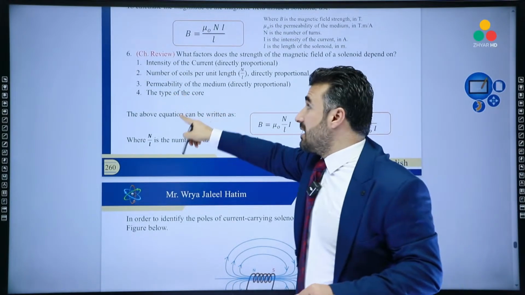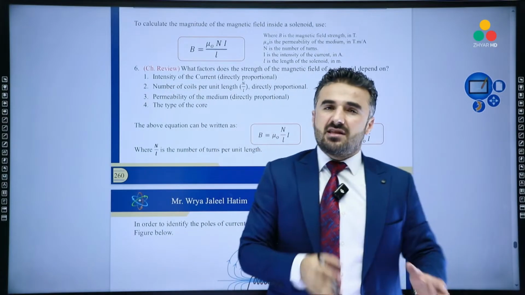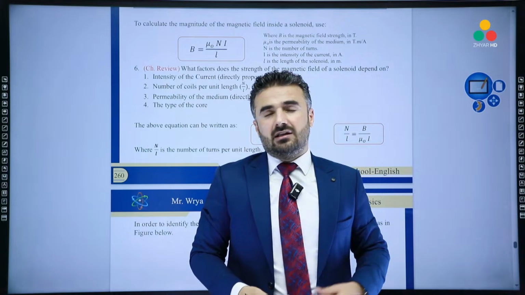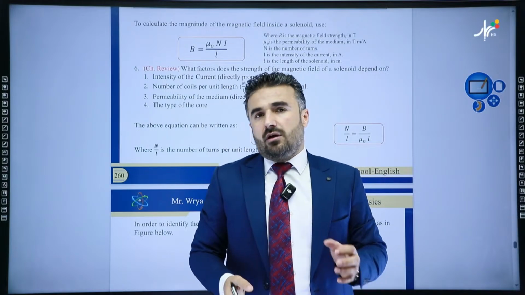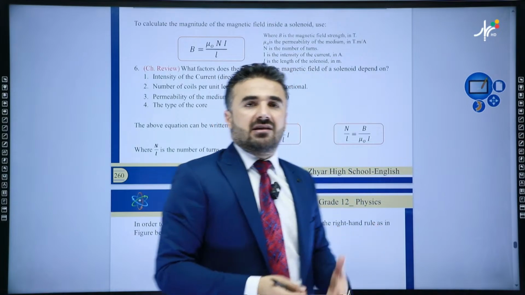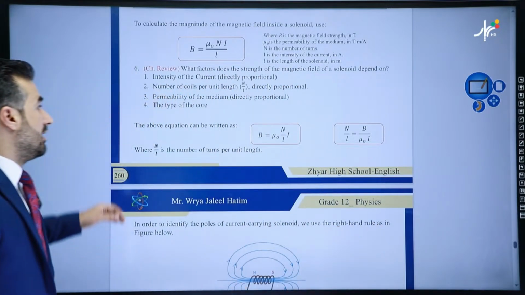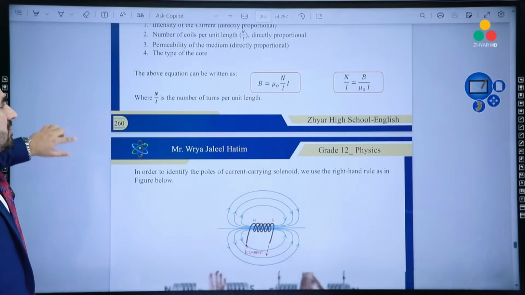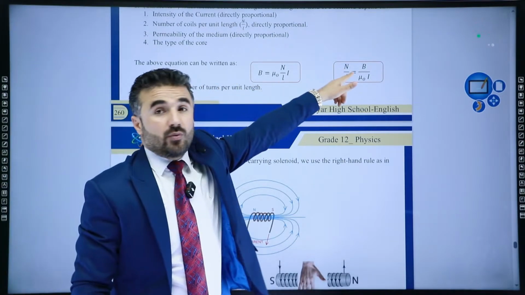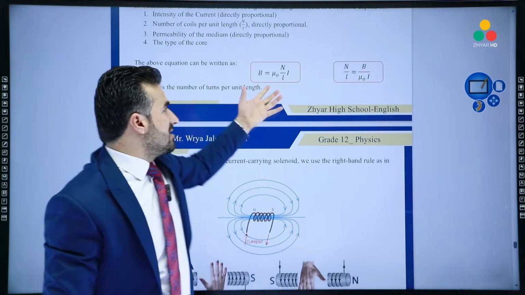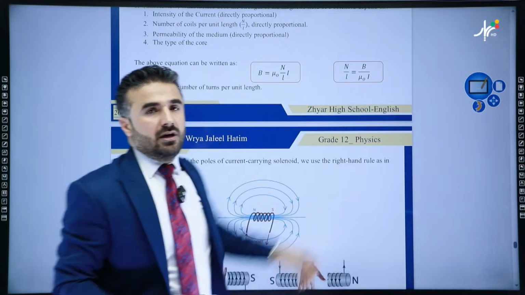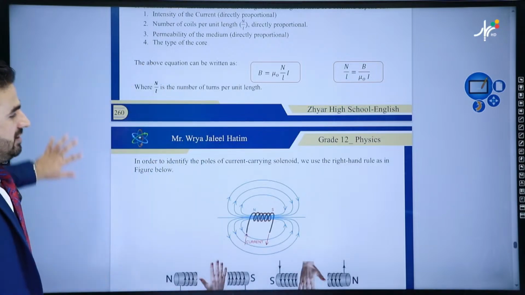Let me not forget this. Like previously we've mentioned, we can increase the strength of the magnetic field of a solenoid by inserting an iron rod, or a core, yeah? So what type of core you're using basically affects the magnetic field strength of a solenoid. So don't forget point 4, that is also very important. The above equation can be written like this. We can also rewrite it as this one as well, yeah? This is just a matter of manipulating the factors that are given in the equation, nothing else.